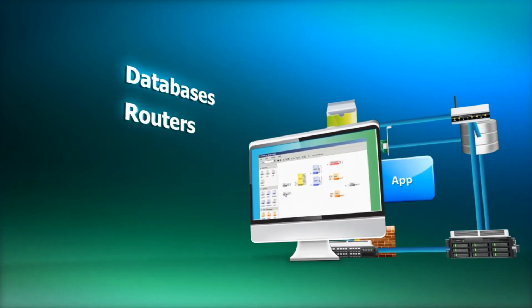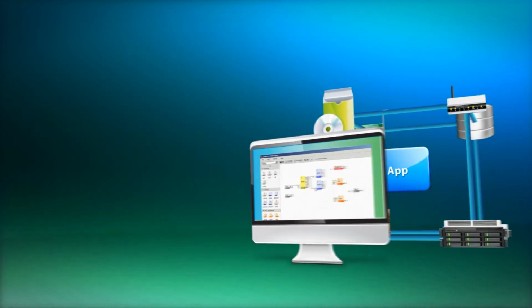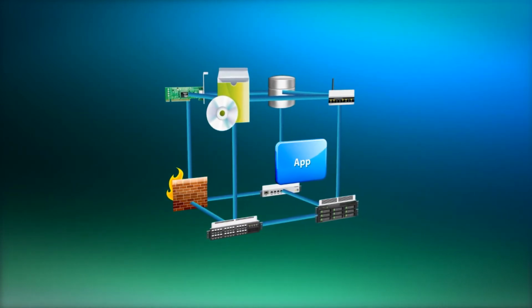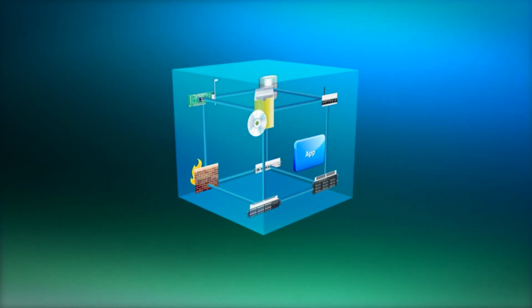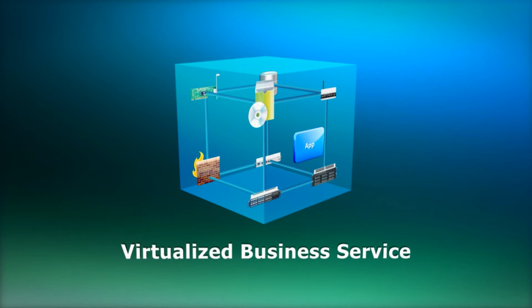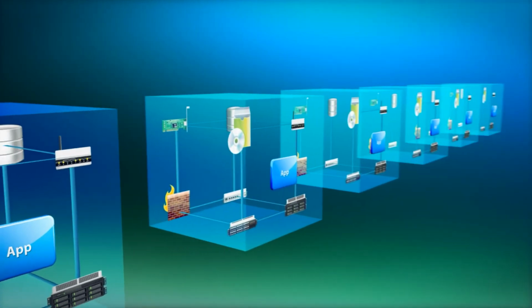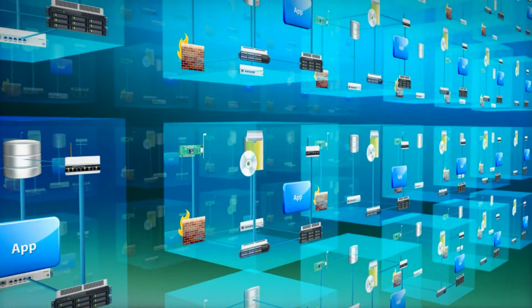From databases to routers to firewalls to VPNs, each component is included. CA AppLogic doesn't differentiate between a virtual application and the infrastructure needed to run it, but treats both as a single object. We call this a virtualized business service. CA AppLogic converts a cloud of commodity hardware into a scalable, shared resource for running online applications.